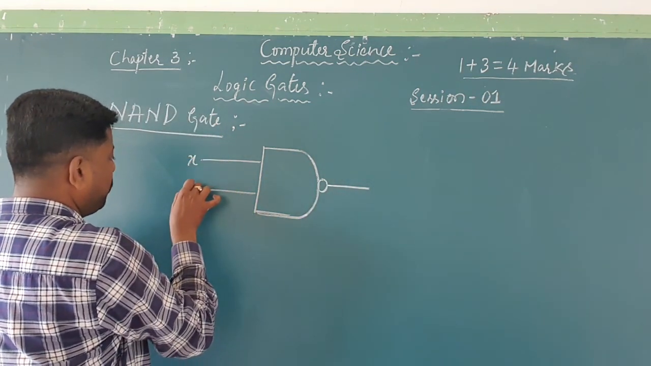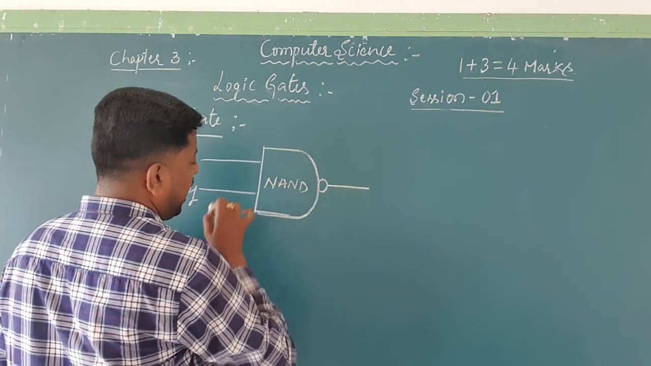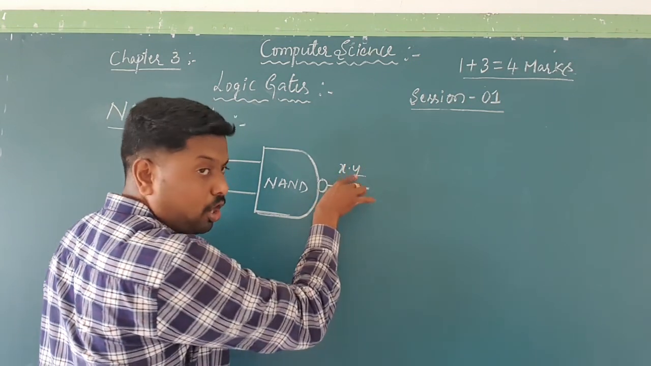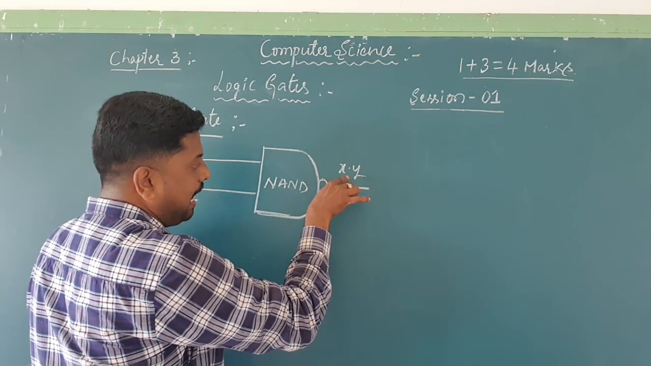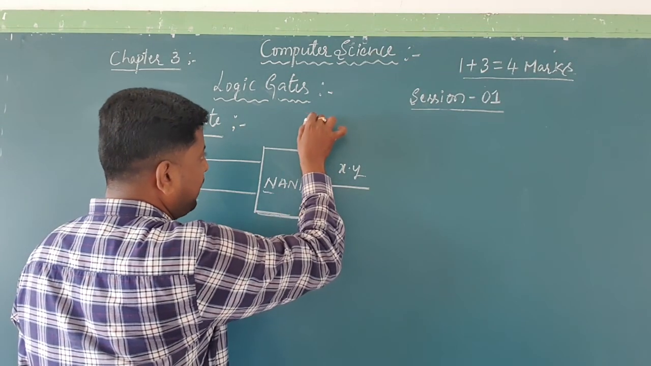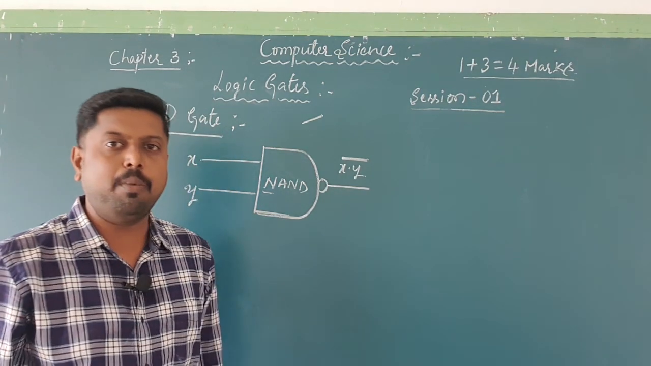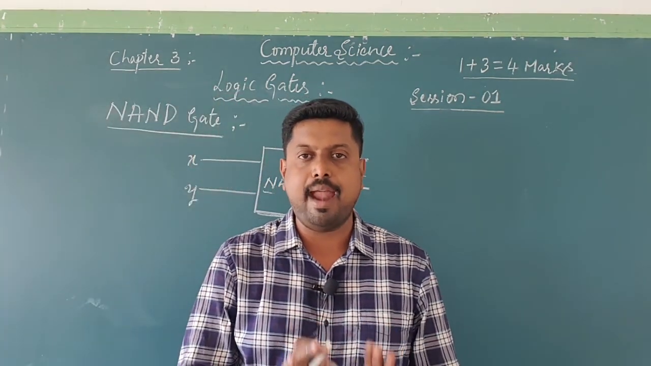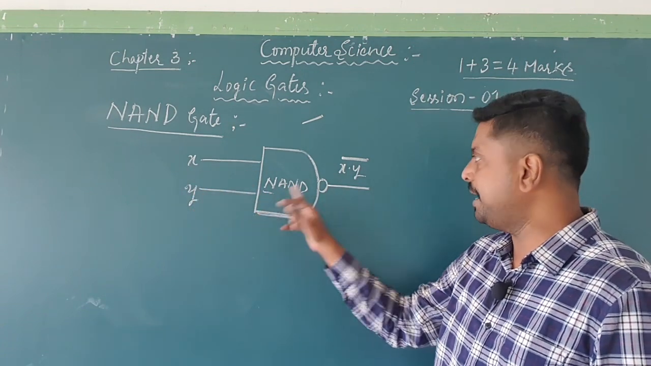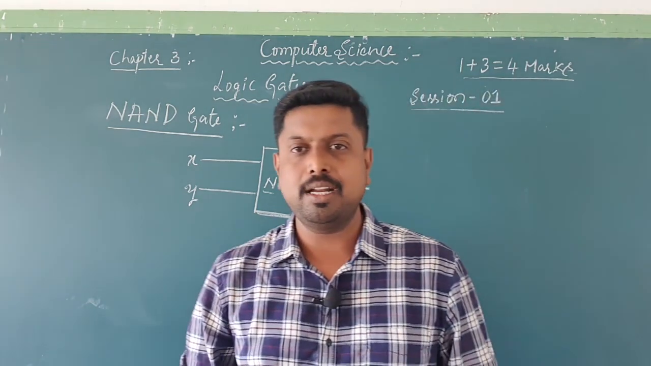For the two inputs X and Y of the NAND gate, the result is the X into Y AND operation. Then how do we represent this AND operation with the NOT? As I said earlier, the NOT gate is always represented with the help of a bar. That's why X into Y whole bar will be the result of the NAND gate. X and Y are the two inputs, and X into Y whole bar is the result of this particular NAND gate.